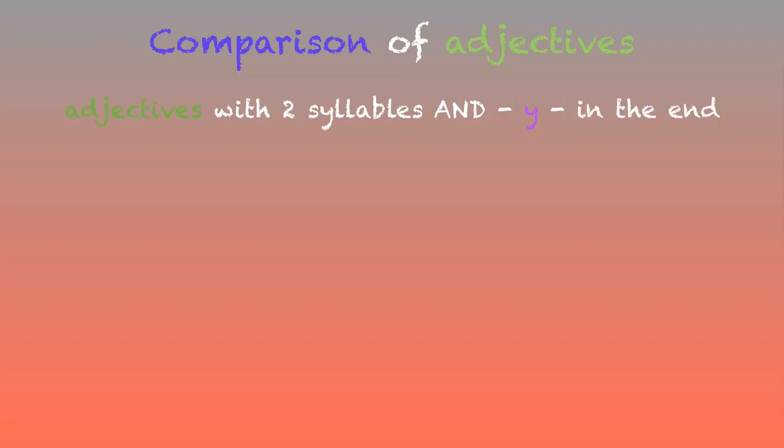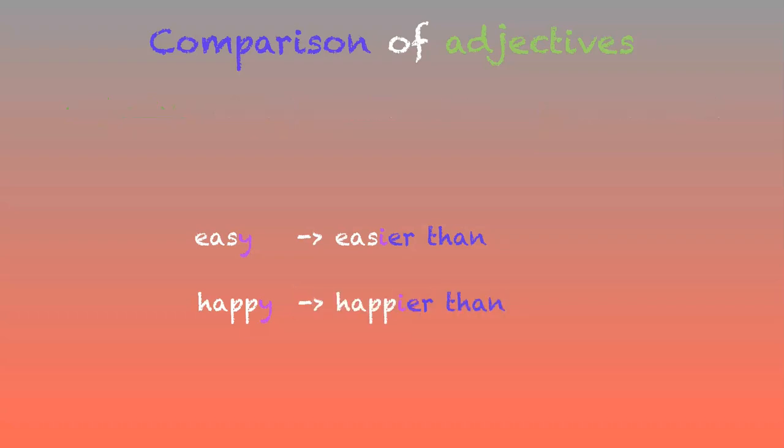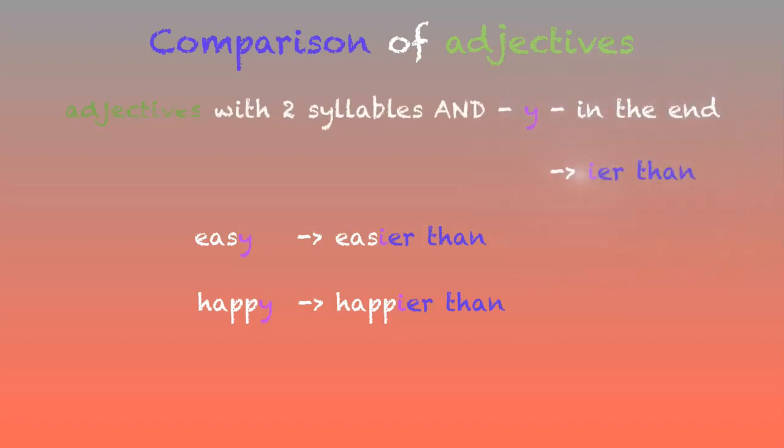So, when we talk about adjectives with two syllables and a Y in the end, then you have to do something special too, like easy or happy. Because this is easier than and happier than. And as you can see here, you have to change the Y to an I, and then you have to add the ER and the than.